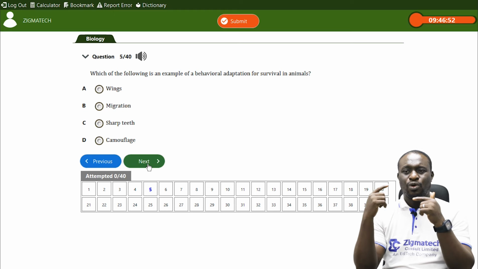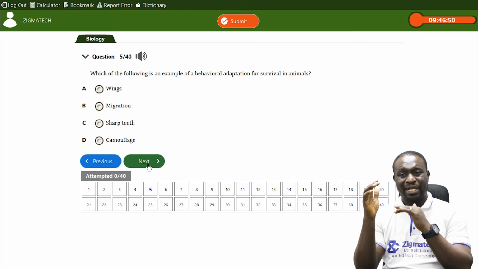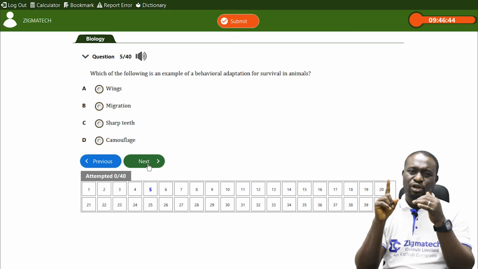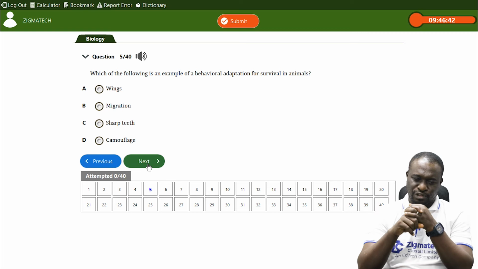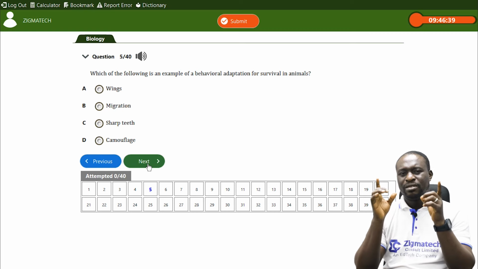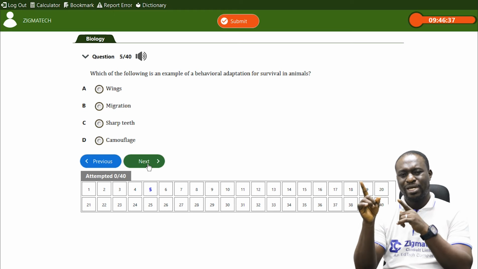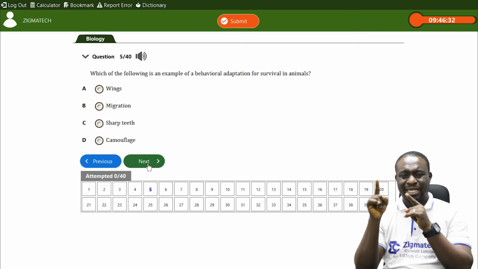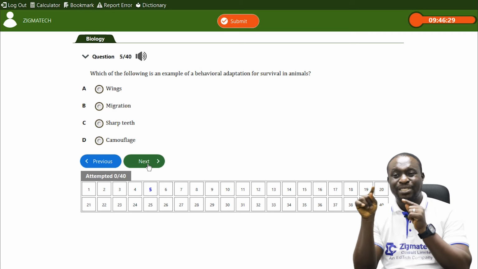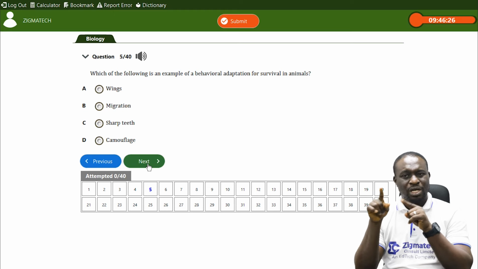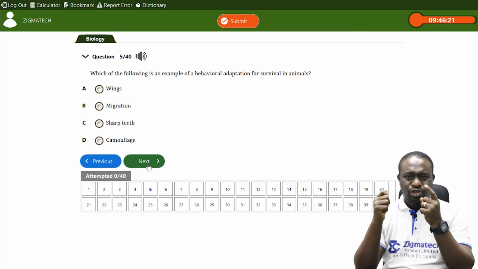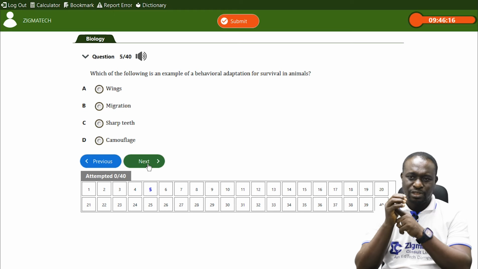And then we also have the second one, which is behavioral adaptation, which has to do with the physiology. So based on the morphological and physiological features, all right? Now, if you look at it, option A says the wings. The wings is not the correct answer. They said, which of the following is an example of a behavioral adaptation for survival in animals? Wings is a structure of the animal. So it does not fall under examples of behavioral adaptation.